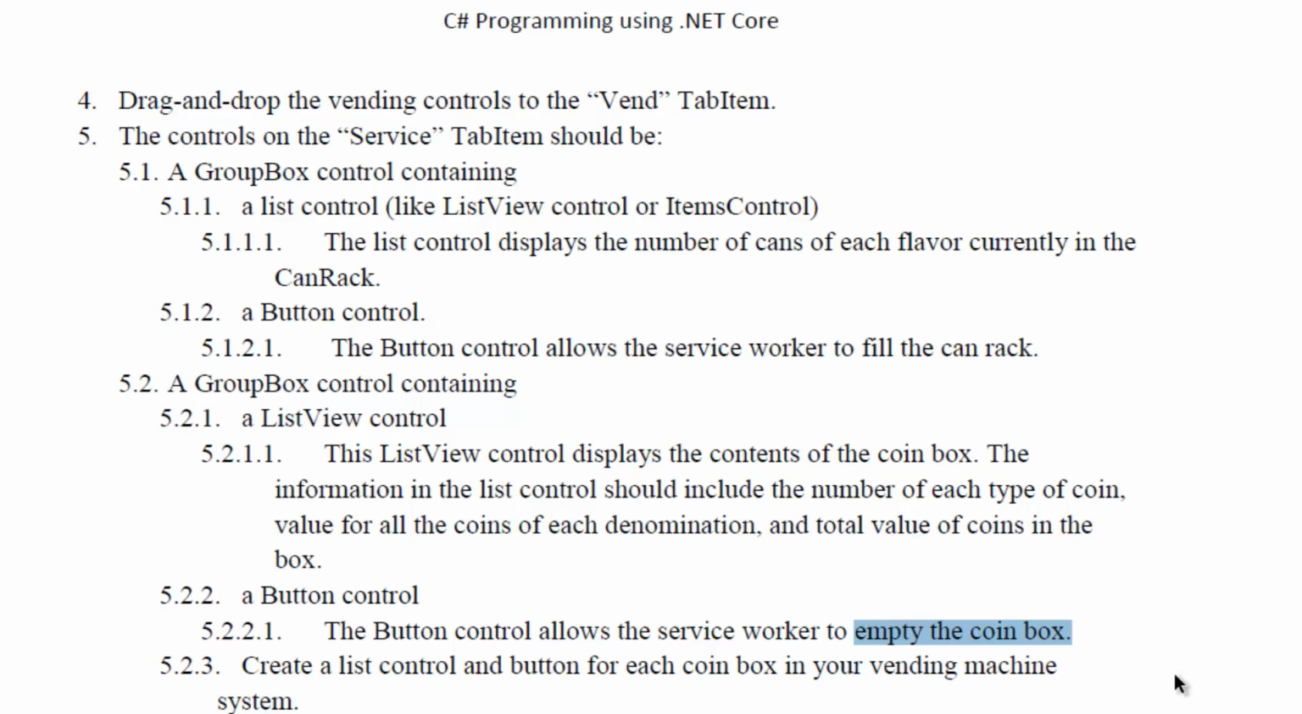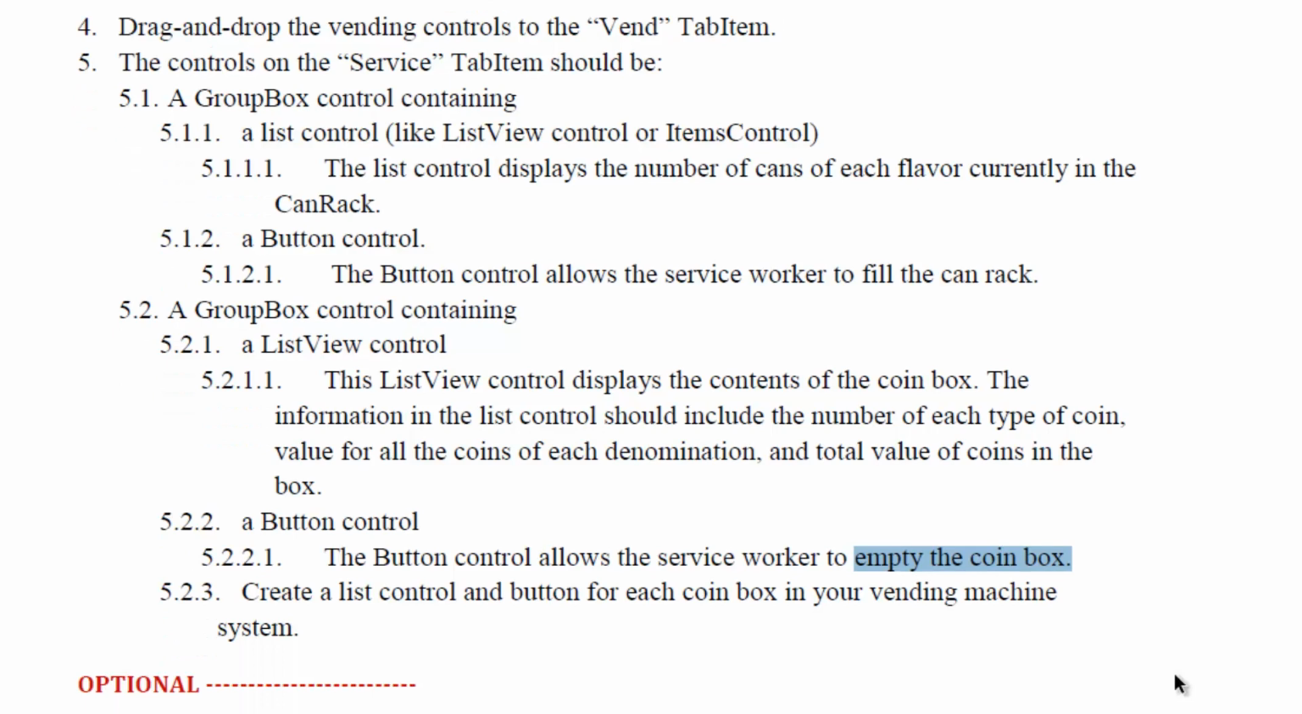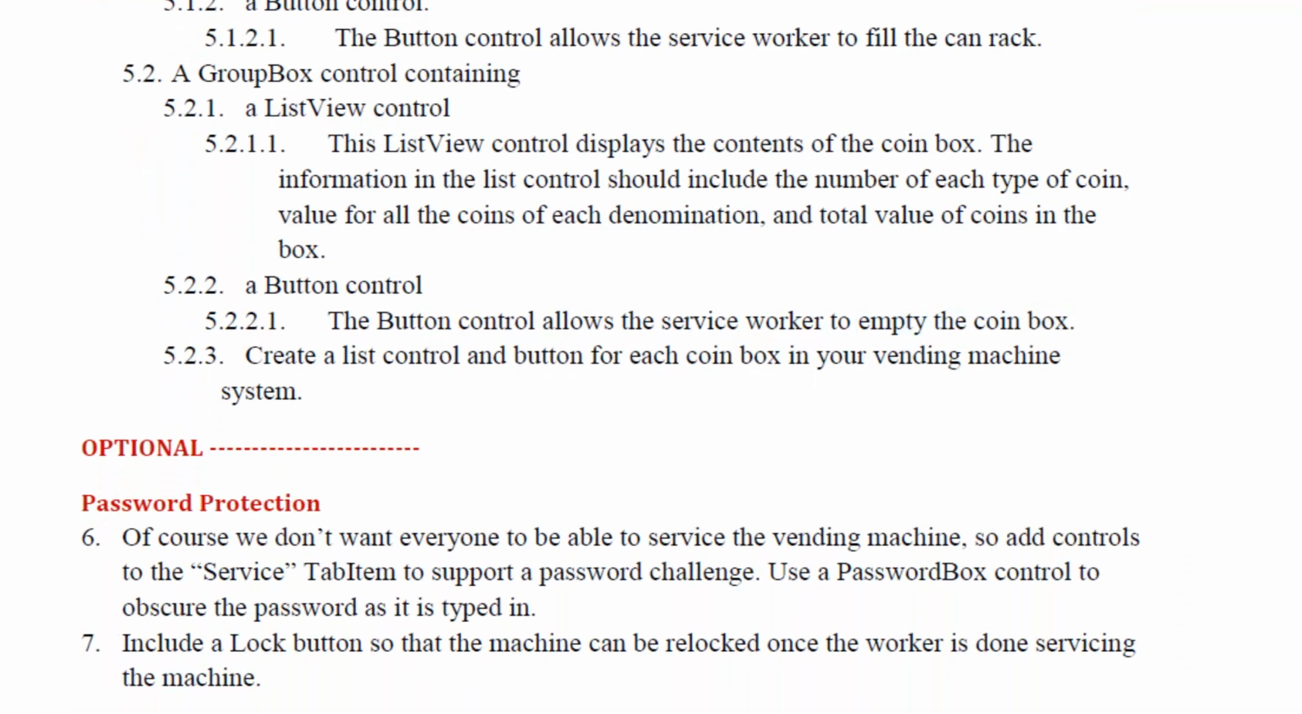Now, you haven't written any code yet. We're still just constructing a layout. So with that in mind, the optional part of this exercise is to create some password protection. So put controls in this tab item that would allow you to have a password challenge, so that when you first go to this tab, it will ask you for your password, and none of the other controls will be visible. And then once you put in the correct password, the password controls disappear, and then the two group boxes appear, and the service personnel can do whatever it is they need to do.